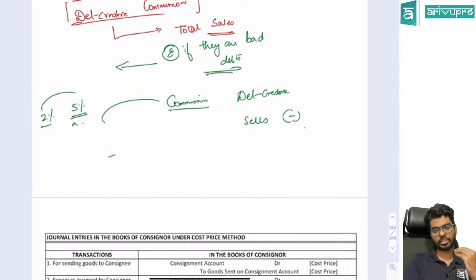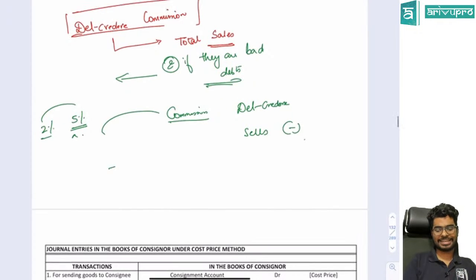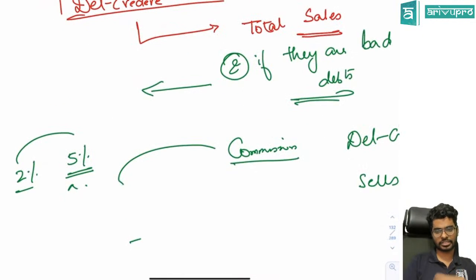In a normal commission, the bad debts are going to be borne by the principal. In case of a normal commission, the loss of bad debt is going to be borne by the principal. In case of a del credere commission, this is a new kind of commission where the agent gets some more money, and if there are any bad debts, the agent has to bear it. I don't know how to make it simpler.